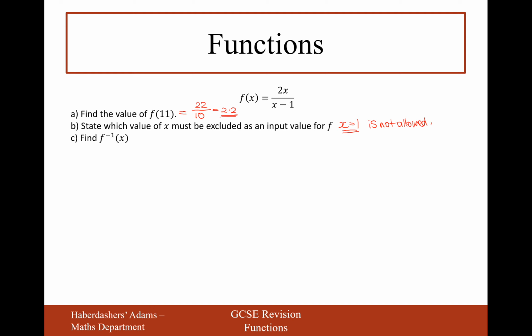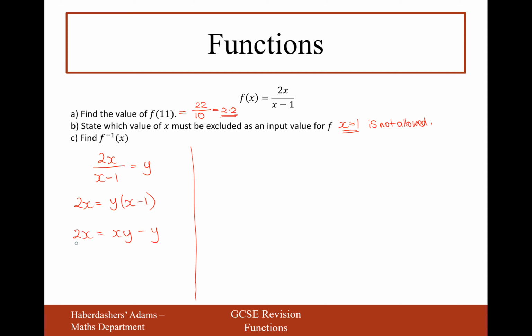Okay, and the final question here, find f inverse of x. So once again, we take our function and we set it equal to an output letter y. And the next thing we're going to do is rearrange this to make x the subject, so we've got a formula to turn the output number into an input number. The first thing we're going to do is multiply x minus 1 onto the other side. We then expand the brackets, xy minus y.